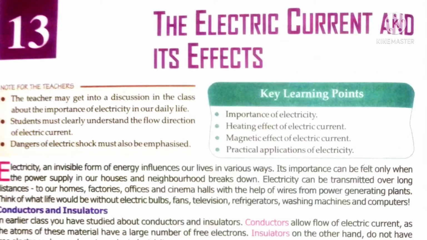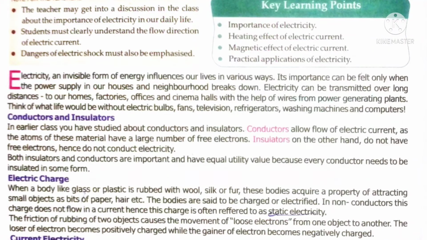These all are insulators. If you rub two materials like glass or plastic with wool or silk, we can say that the bodies are said to be charged. This charge is known as static electricity. Usually they are bad conductors. There is no flow of electricity or no flow of electrons because of rubbing two materials.